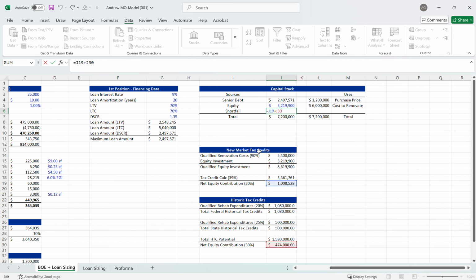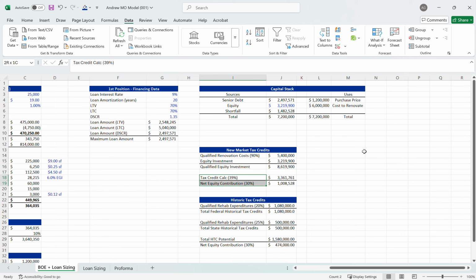but we're using the new market tax credits and historic tax credits, the sum of both of those, to make up for the lack of sources in our capital stack. I don't have enough time to go over how you calculate new market tax credits, but it's basically some portion of your renovation cost as well as your equity investment gets you to a qualified equity investment. Then you take 39% of that, and then you take 30% of that as your net equity contribution.